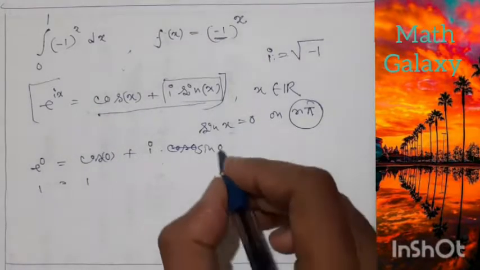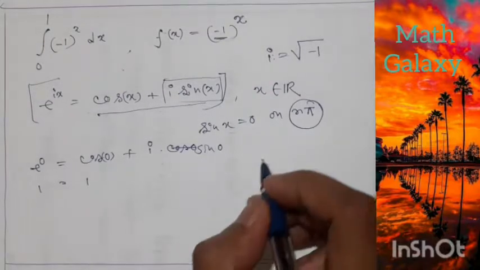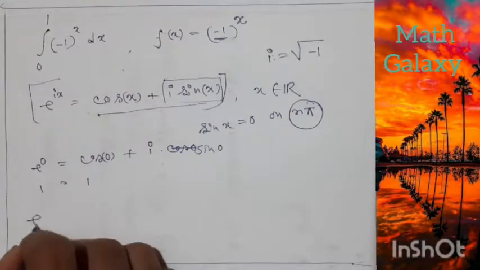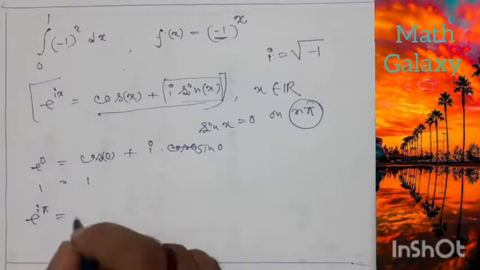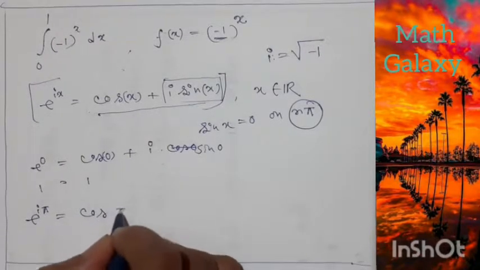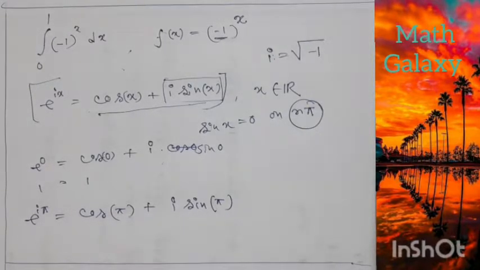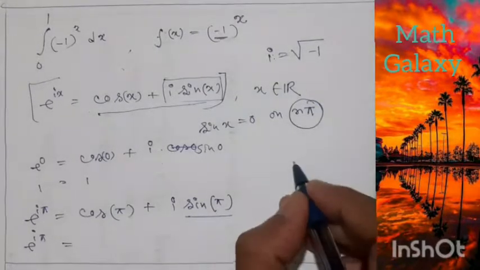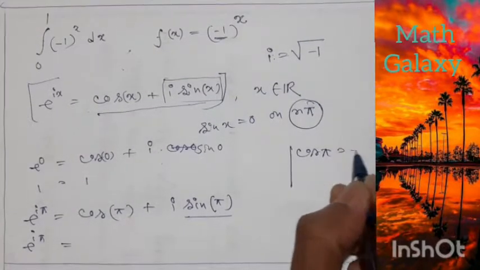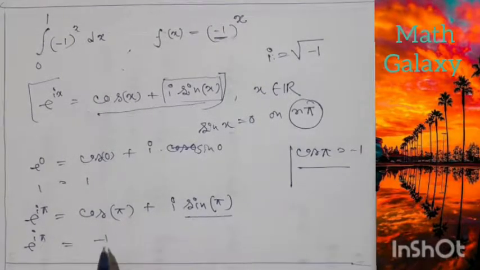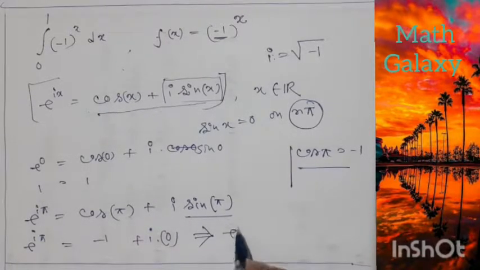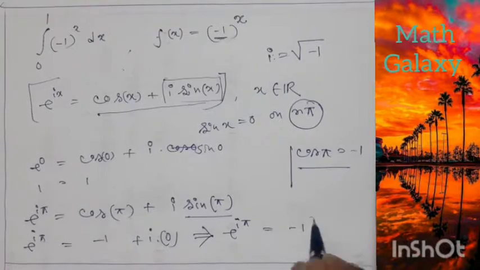So what we need to do is put the value x equals pi. Let me see what really happens. e to the power i pi equals cosine of pi plus i times sine pi. Sine pi is equal to 0. What is the value of cos pi? As we know, cos pi is equal to minus 1. So minus 1 plus i times 0. This implies e to the power i pi is equal to minus 1.